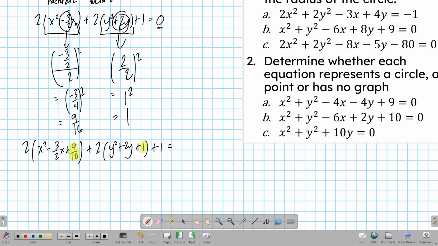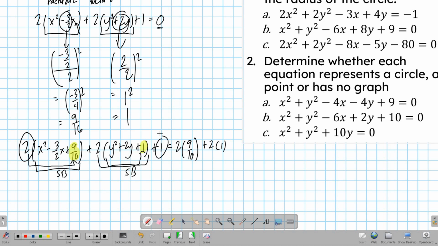ang unang isusulat nyo, 9 over 16 po ba? Hindi. Yung 9 over 16 na yan ay dapat may times 2. Kasi, ito ay i-distribute naman talaga. So therefore, this should have been 2 times 9 over 16 plus, eto din, plus 2 times 1. Ayan. Pag sinimplify na natin to, ito ay gawin na natin square of a binomial. Square of a binomial natin to. Ito din, square of a binomial na natin to.